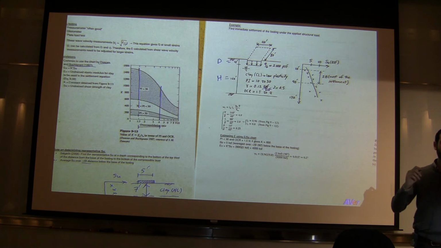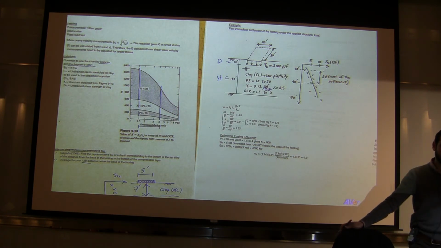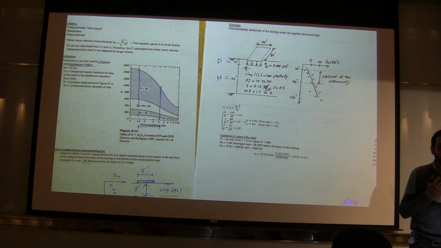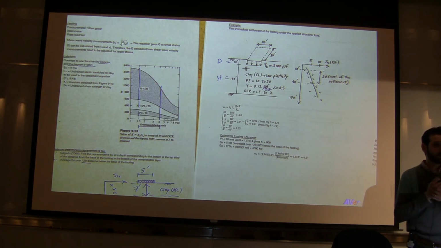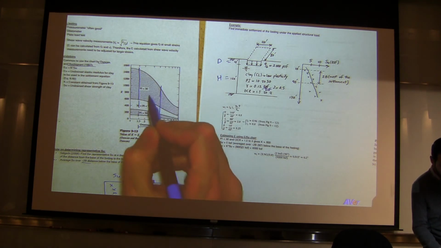Well, let me ask you this. What would you pick if you wanted to be more conservative? Higher K or lower K? Lower K. Because lower K is going to give you a smaller modulus, and so that would be more conservative. Correct, yeah. So lower K will give you smaller EU, and smaller EU gives you larger settlement. If you want to be less conservative, you would pick a higher K. If you want to get the best estimate, you would pick something in the middle of this hashed area.